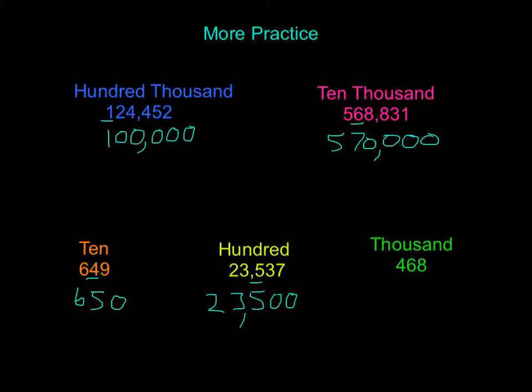Our very last one is a little tricky, and it's kind of designed to trick you a little bit. Here we have 468 rounded to the nearest 1,000. Now, if we count over here, we have ones, tens, hundreds. Oh, we don't have a digit in the thousands place, but that does not mean that the thousands place is not there. So what we can do here is add a 0 in our thousands place, and then underline our thousands place.